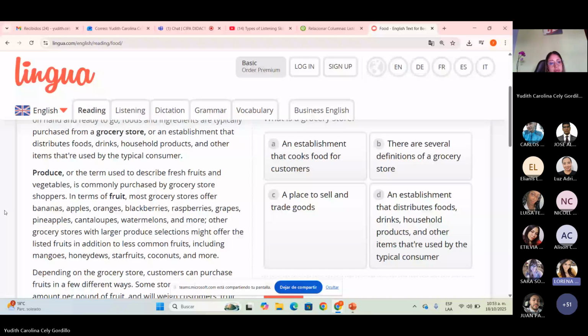In terms of fruits, most grocery stores offer bananas, apples, oranges, blackberries, raspberries, grapes, pineapples, cantaloupes, watermelons, and more. Grocery stores with larger produce selections might offer the listed fruits in addition to less common fruits, including mangoes, honeydews, star fruits, coconuts, and more. Depending on the grocery store, customers can purchase fruits in a few different ways.